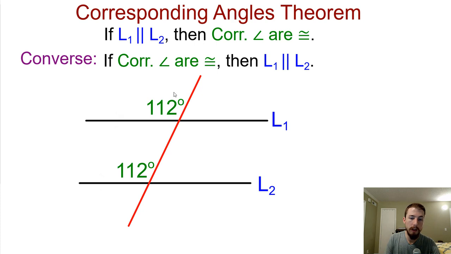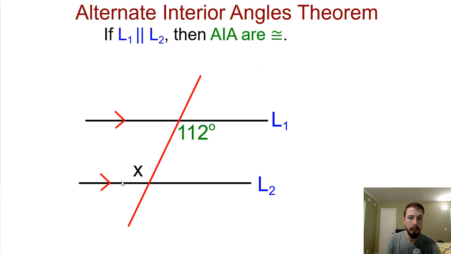So if I know that the corresponding angles are both 112 degrees, then what does that tell me about the lines? Well, if the corresponding angles are congruent, then the lines must be parallel. So my conclusion is now that these lines must be parallel. So, pretty simple.